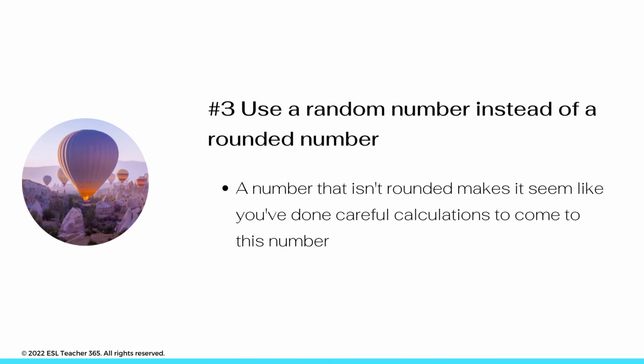The third tip from this book is to use a random number instead of a rounded number. Psychologically, a number that isn't rounded makes it seem like you've done careful calculations to come to this number.